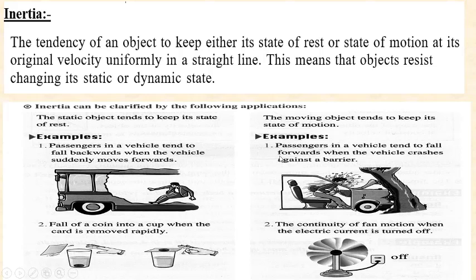On the other side, passengers in the vehicle will move forward if the vehicle is moving and it suddenly stops. Their bodies are in a state of motion and they resist becoming static, so they complete their motion. Also, the example of a fan. When you cut the electric current on a moving fan, it will not stop suddenly, but it will complete its motion and become slower until it stops.